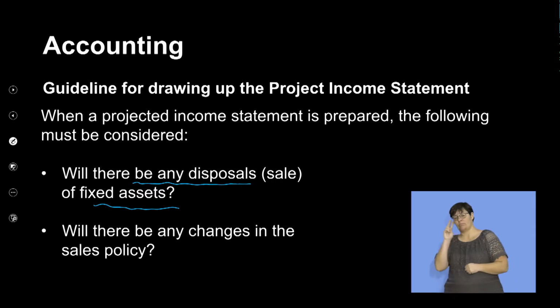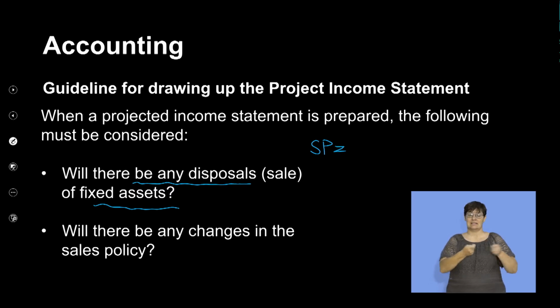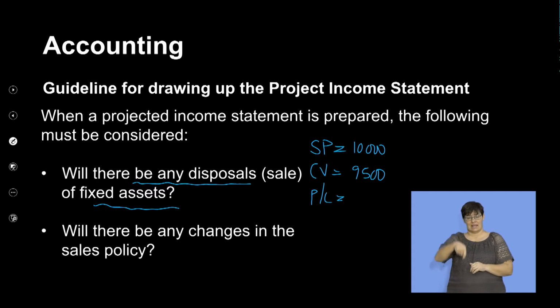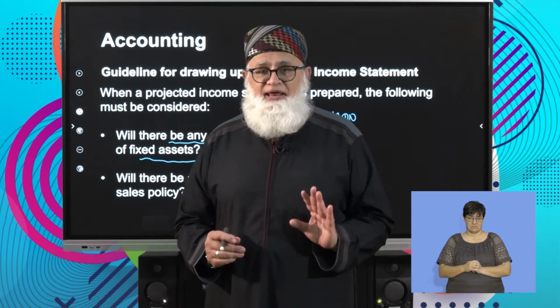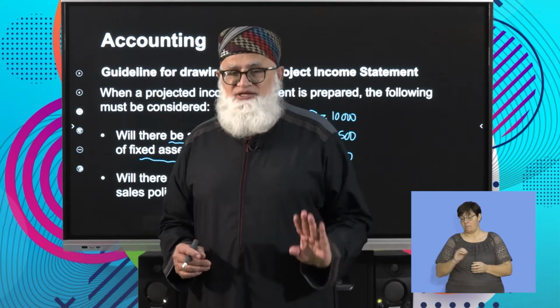Let's do this example here. You've got your selling price of your asset, and you've got your carrying value of the asset, and you've got your profit or loss on the asset. So if my selling price is 10,000 Rand and my carrying value is 9,500, clearly you can see that your selling price is greater than your carrying value, indicating a profit of 500 Rand.